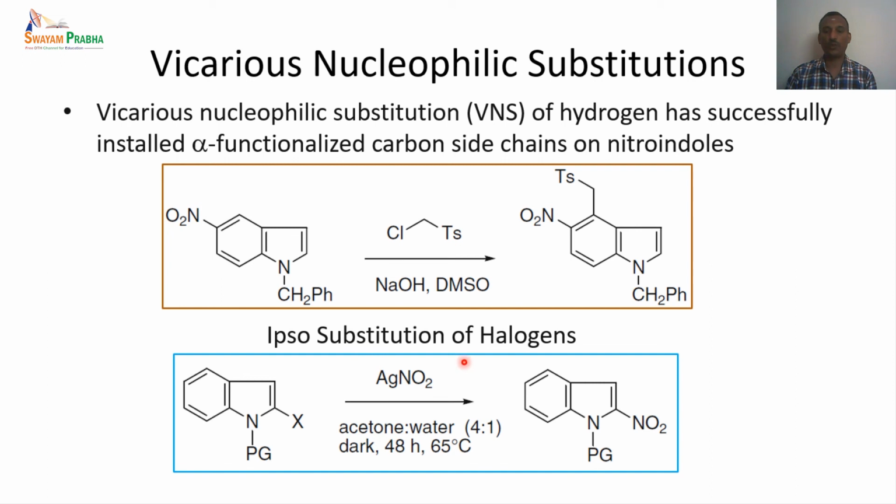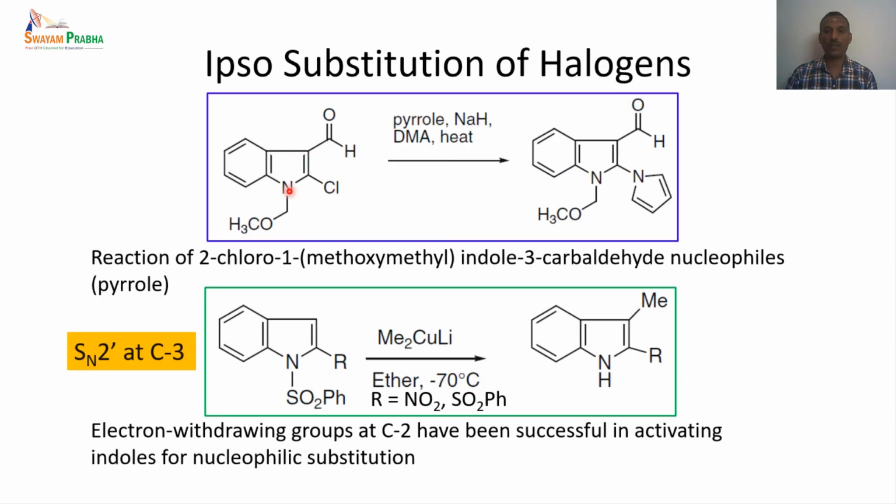Ipso substitution is also possible with the help of halogen. So when there is a halogen and it is treated with silver nitrate, the halogen is replaced by the nitro group. So this ipso attack, or ipso substitution, also takes place in the case of indole derivatives. Here is another example. In this particular case, there is a formyl group at the 3 position, and this halogen is now replaced by the pyrrole moiety. So that is how this particular product is formed.